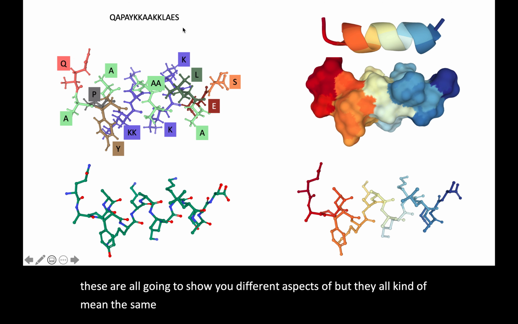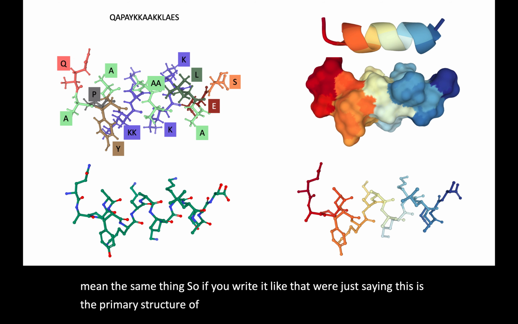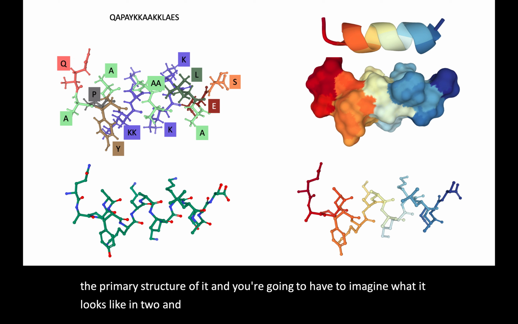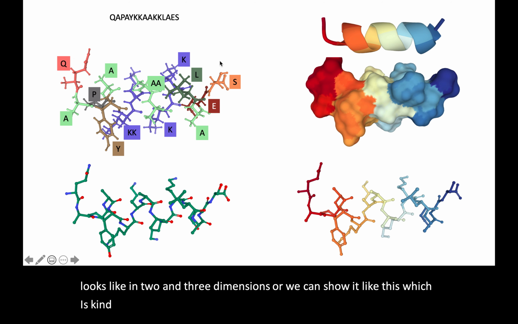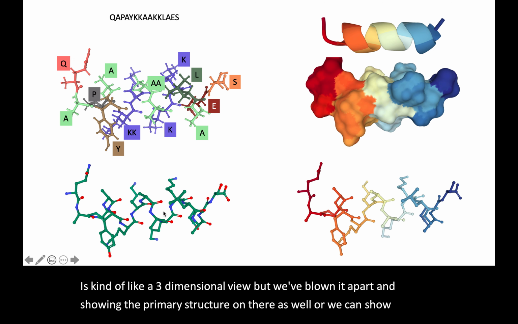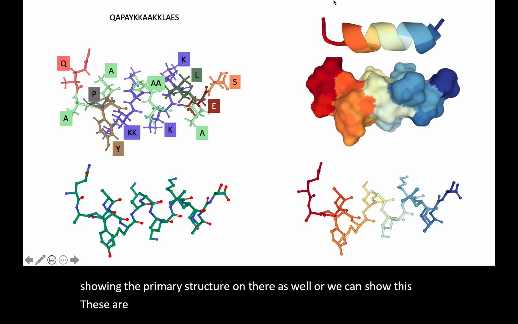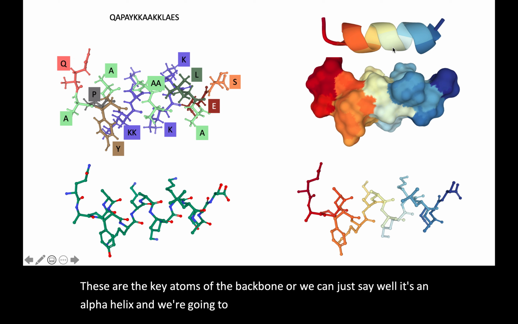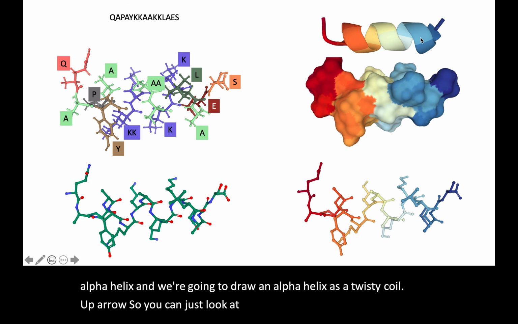So if we write it like that, we're just saying this is the primary structure of it, and you're going to have to imagine what it looks like in 2 and 3 dimensions. Or we can show it like this, which is kind of like a 3-dimensional view, but we've blown it apart and shown the primary structure on there as well. Or we can show it this way. These are the key atoms of the backbone. Or we can just say, well, it's an alpha helix, and we're going to draw an alpha helix as a twisty, coiled up arrow.